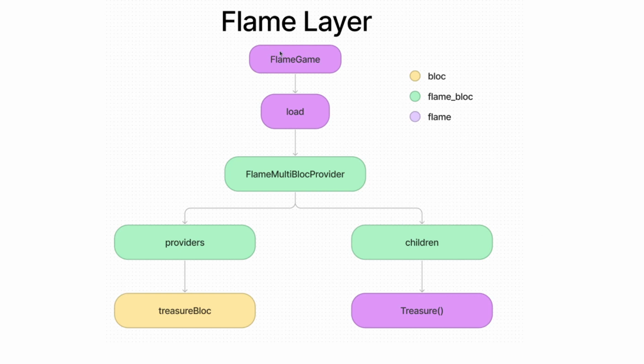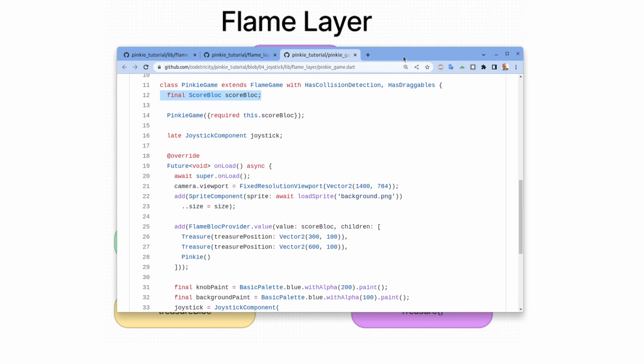So at this point, we've established how the block is getting into the flame game. When we're passing in the block from the context, our flame game now has the context. There's an onLoad method in the flame game, and when the game loads, we're adding something called the flame block provider, or the flame multi-block provider if there are multiple blocks. In our base game, we're starting off with a single block.